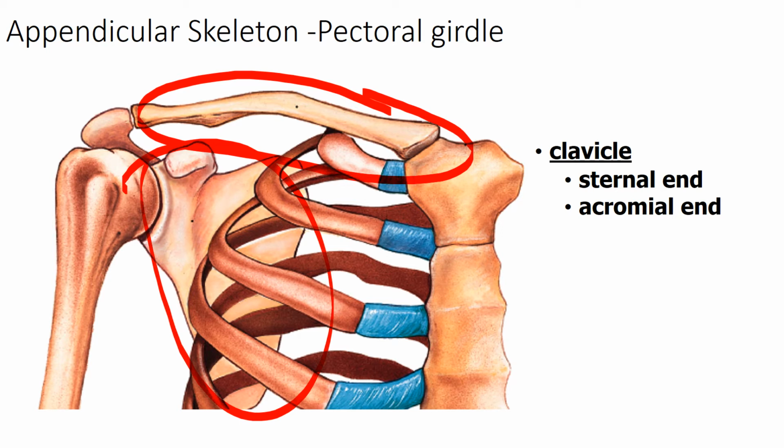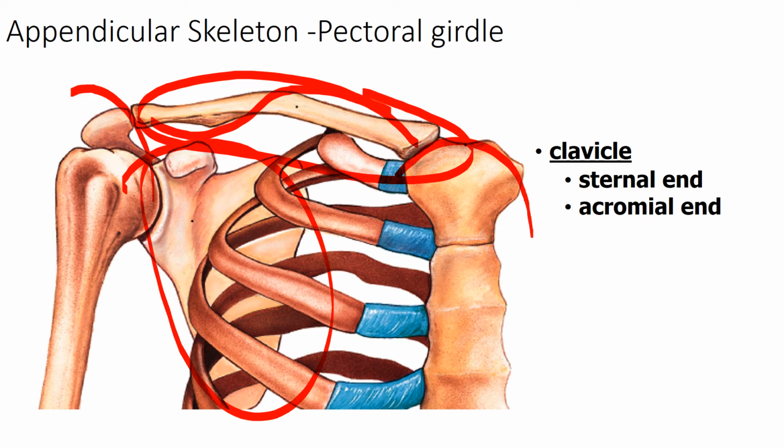So if we look at the clavicle, it is this S-shaped bone, and it is going to be between the manubrium of the sternum, and it will articulate with the acromion of the scapula. And so this is going to be the only direct connection between the pectoral girdle and the axial skeleton.